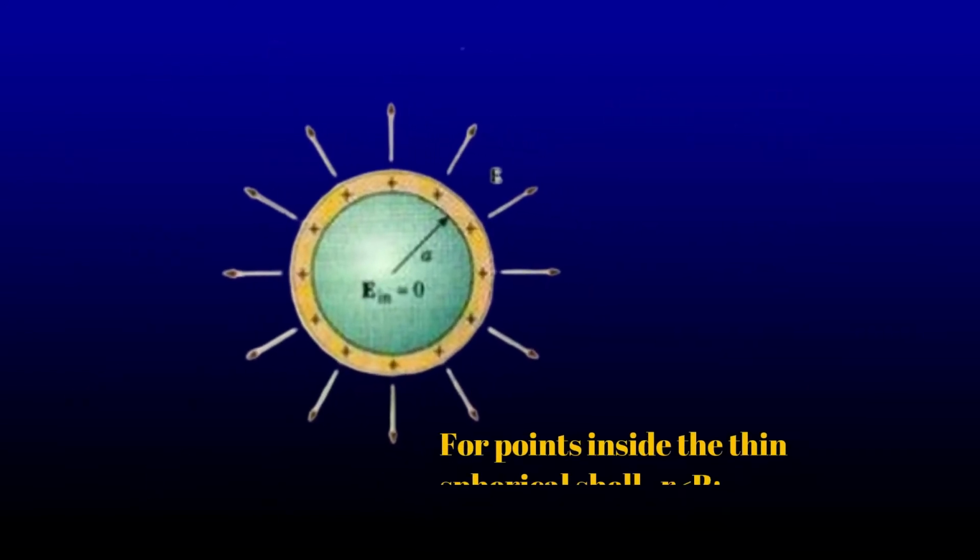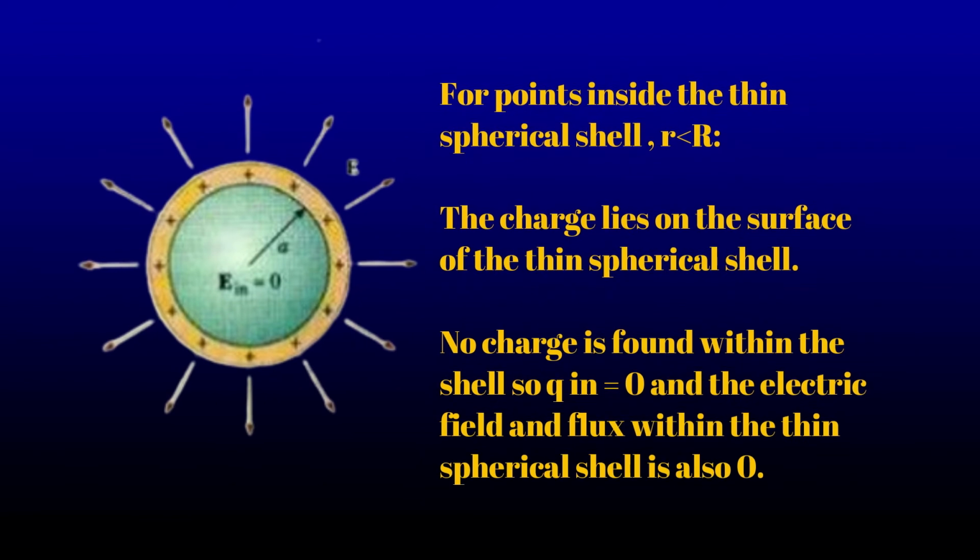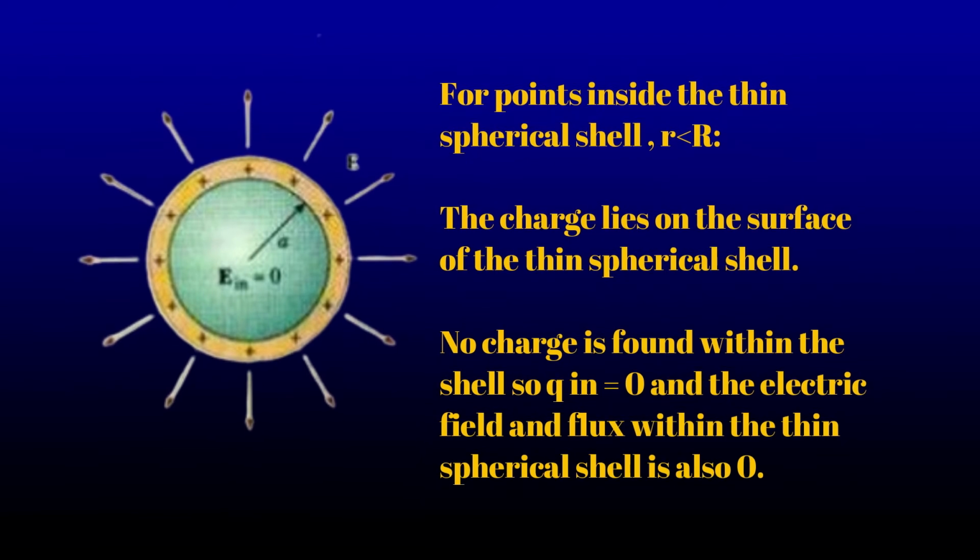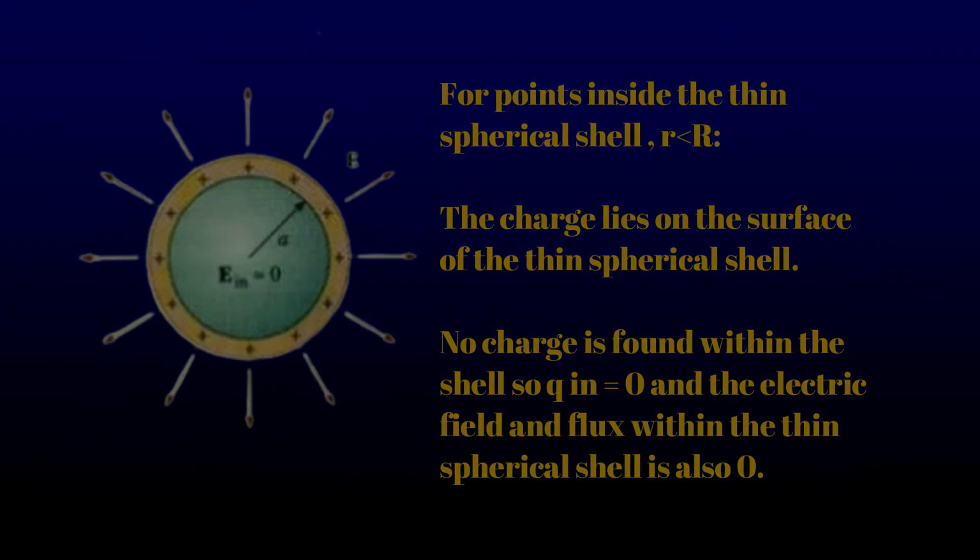For points inside the thin spherical shell, small r is smaller than capital R. The charge lies on the surface of the thin spherical shell. No charge is found within the shell, so Q in is equal to 0, and the electric field and flux within the thin spherical shell is also 0.